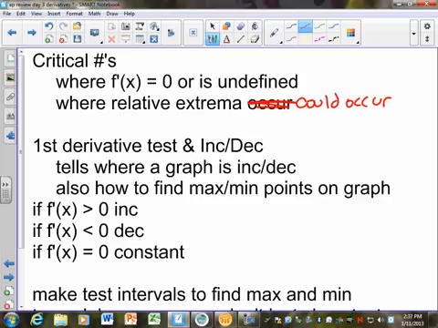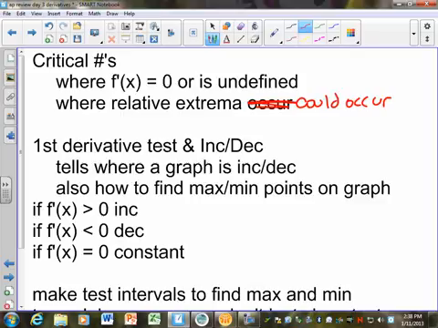One way is the first derivative test. That helps you see where the function is increasing and decreasing. Remember, when your derivative is bigger than 0, that means it's increasing. So if your derivative is positive, then that means your graph is increasing. If your derivative is less than 0, or negative, that means it's decreasing. And if your derivative is equal to 0, then that means that it's constant.